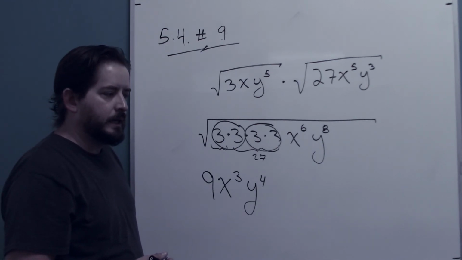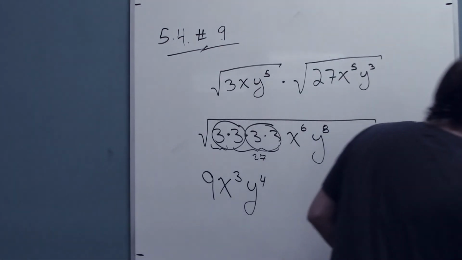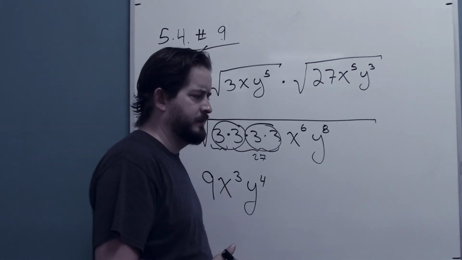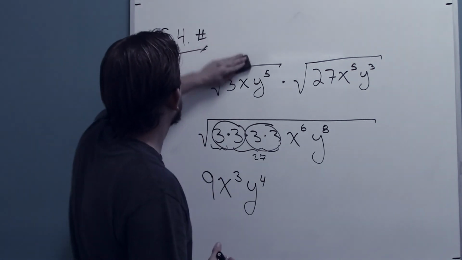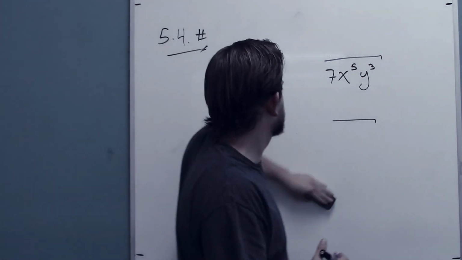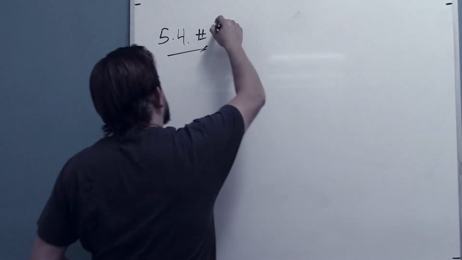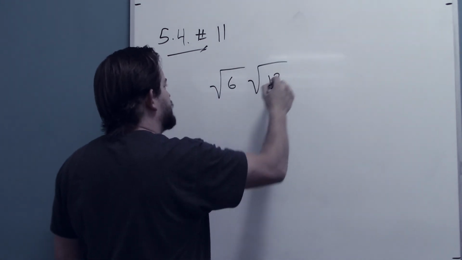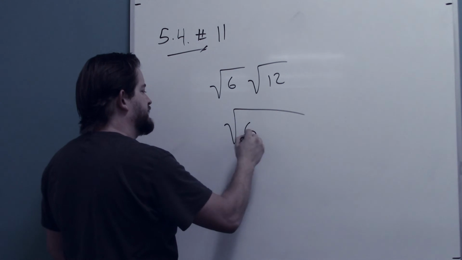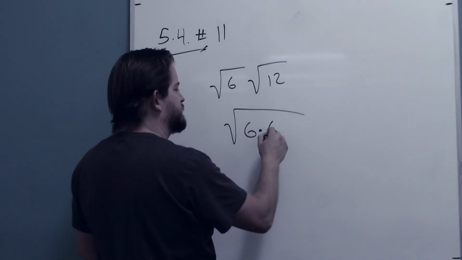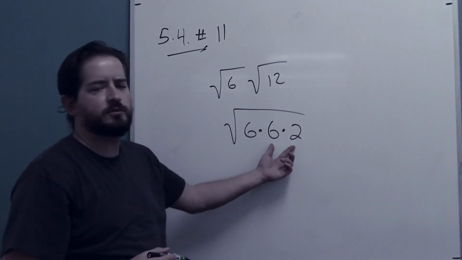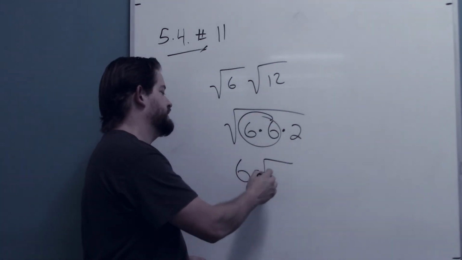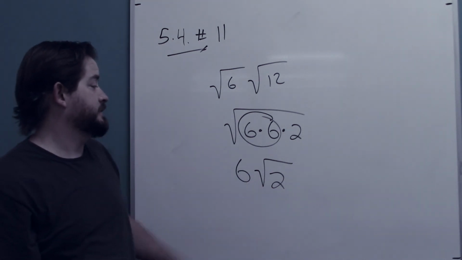Okay. And then let's look at 11. 11, weirdly out of place, is just like question 1. It is the square root of 6 multiplied by the square root of 12. So again, I'm going to rewrite this as, say, 6 times 12, but I'm going to cheat and rewrite 6 times 2, because that's also 12. I have a group of 2 6s that can come out. I have a 2 that's stuck behind, right? I have 6 root 2.